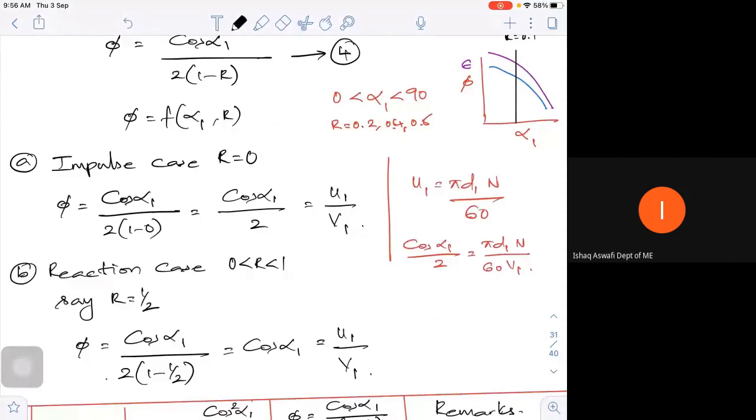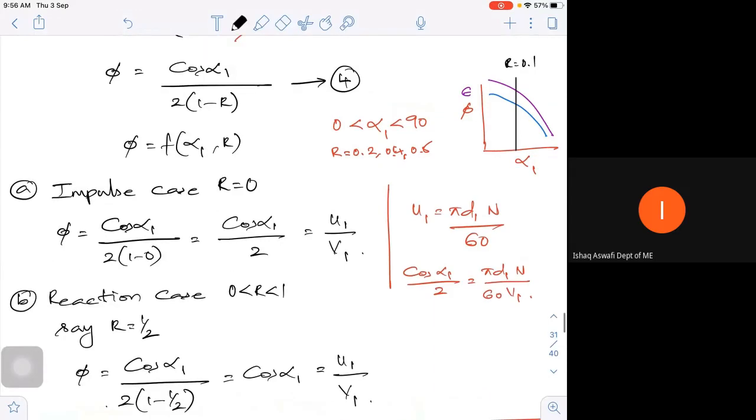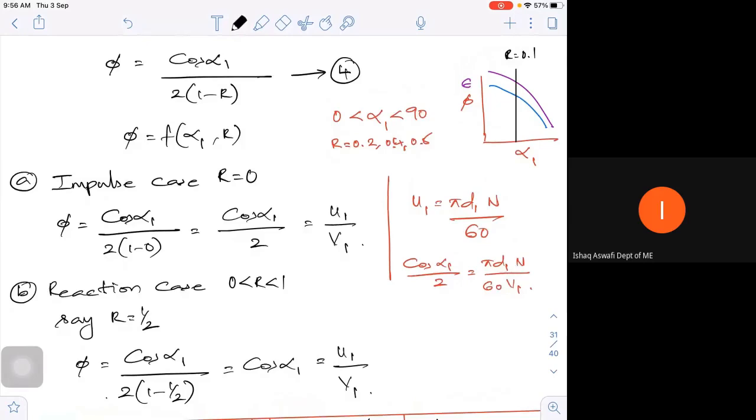Or I can simplify it. If I put r equal to half, I get simply cos alpha, because 1 minus half is half, multiplied by 2 is 1, so it will be cos alpha 1. So for r equal to 0, it is cos alpha 1 by 2. For r equal to half, it is cos alpha 1. For any other number between 0 and 1, I can put it and check it. Say r equal to 0.6: 0.4 into 2 is 0.8, so cos alpha 1 by 0.8.